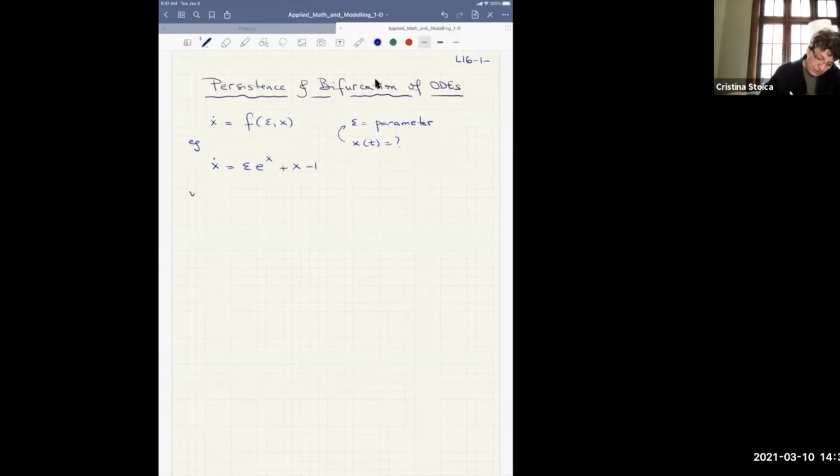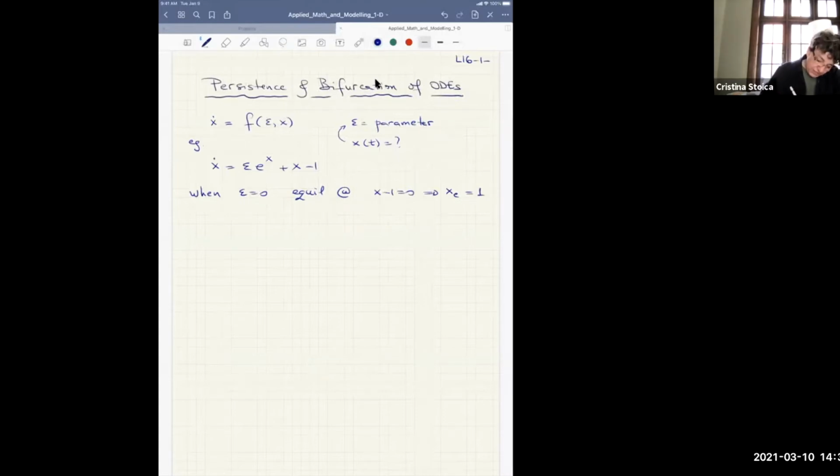So when epsilon is 0, we have equilibria where x minus 1 is 0, so we have the equilibrium x equals 1. So it's right there.